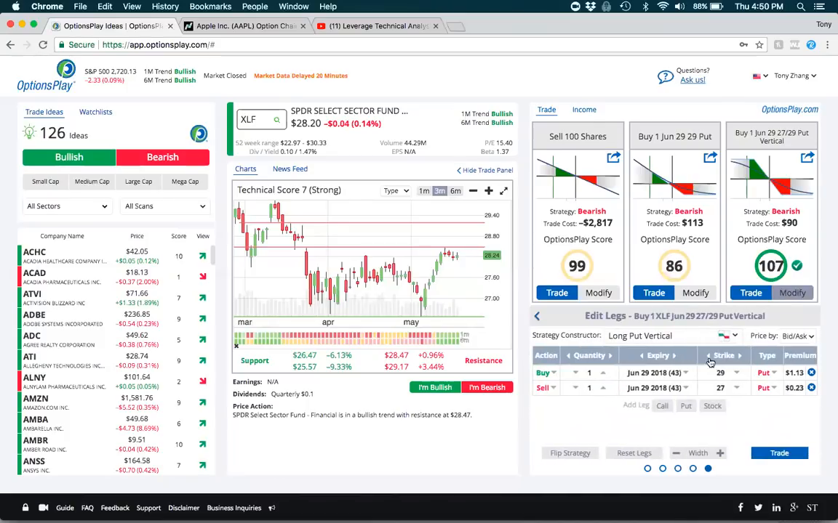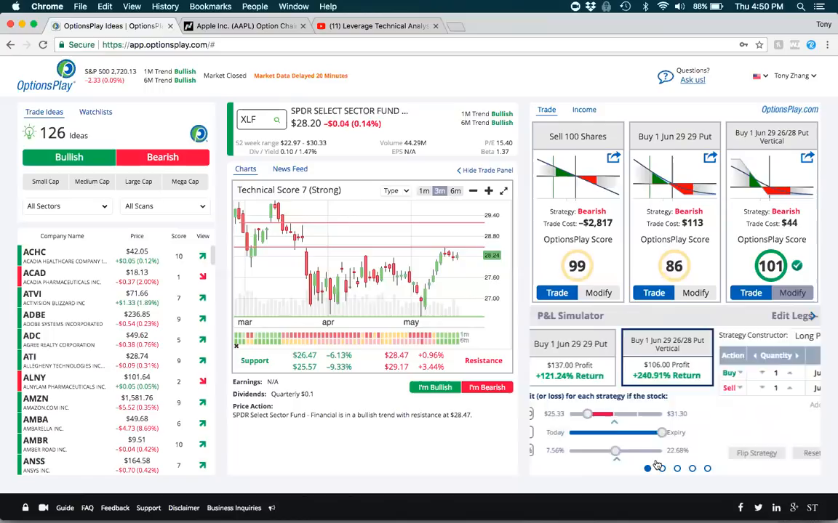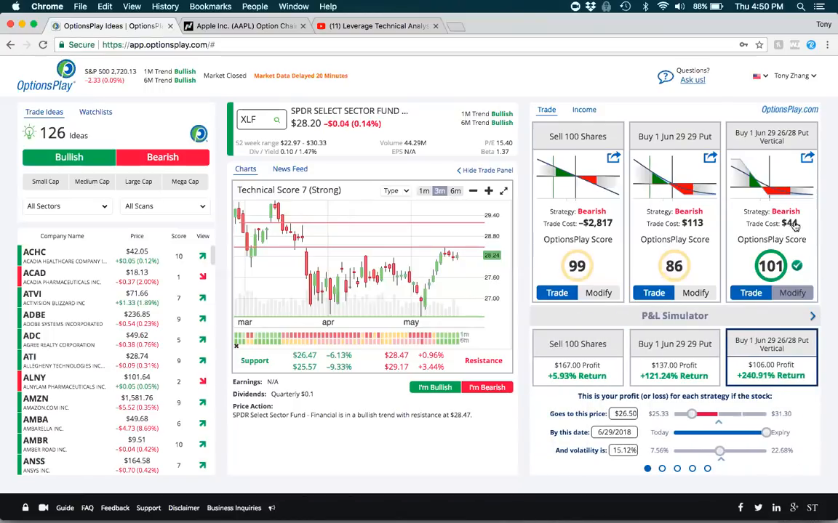For those of you that are a bit more advanced at trading, you might want to change your strikes. You might say, hey, I think it's going to go from 29 to 27, or 28 to 26. You can do that as well. If you do that, it's only costing you $44 to place this bet, so half the price. And if you're correct and the stock goes down to 26.50, you make $106 profit, which is a 240% return.